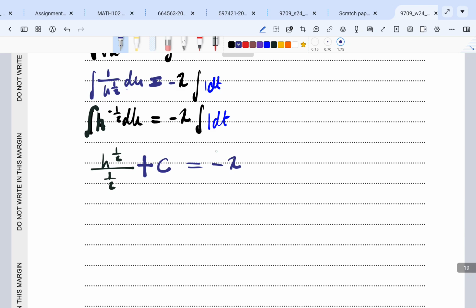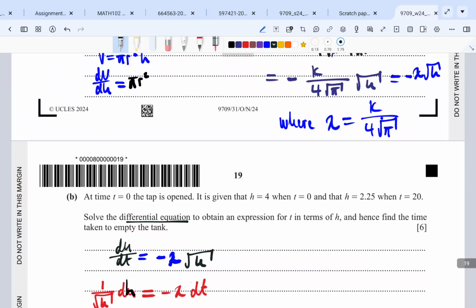And here is going to be negative lambda integral of 1 is t. So it's going to be like this. And this is going to be the differential equation which we have. When you divide by half, what do you get? You get 2h to the power of half plus c is equal to negative lambda t. And h to the power of half is root h. So 2 root h plus c is equal to negative lambda t. There we have it. Now, we're going to put the conditions we've been given.